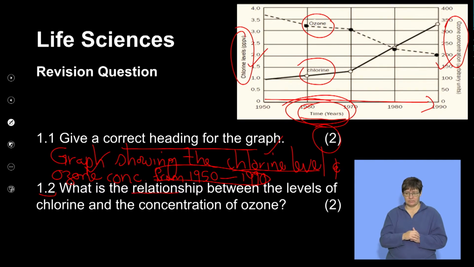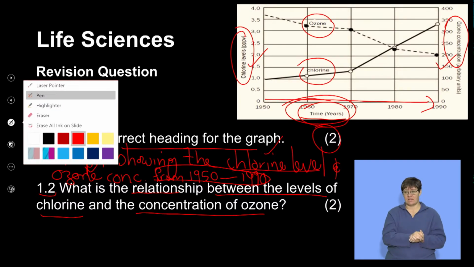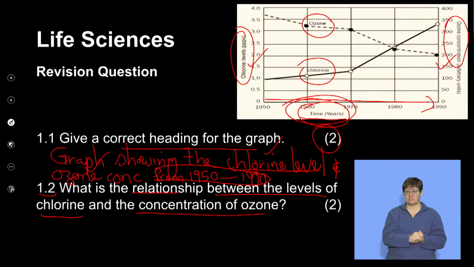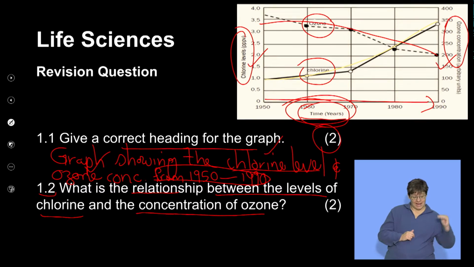What is the relationship between the levels of chlorine and the concentration of ozone? Now guys, as I mentioned earlier on, if we are looking at this relationship, I'm just going to change the color of my pen. I'm going to use yellow and see how that looks. Okay, so here we're seeing the chlorine concentration increasing, and we can see on the other graph the ozone concentration decreasing.